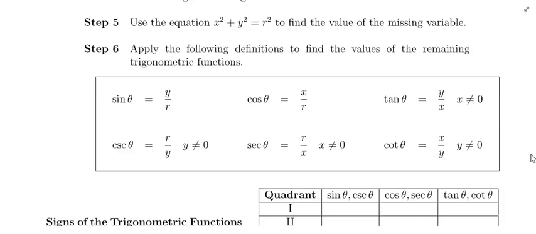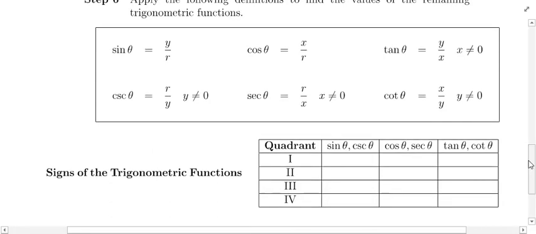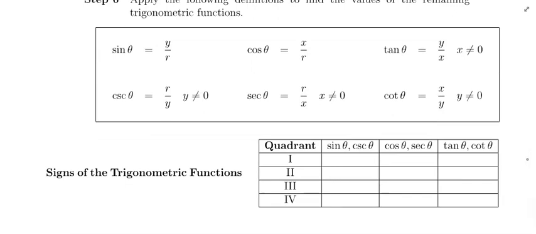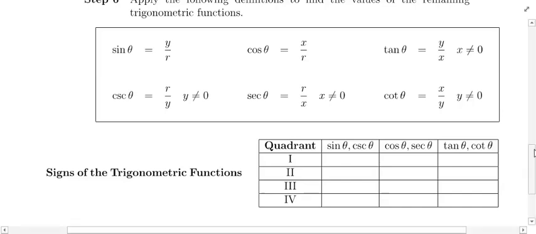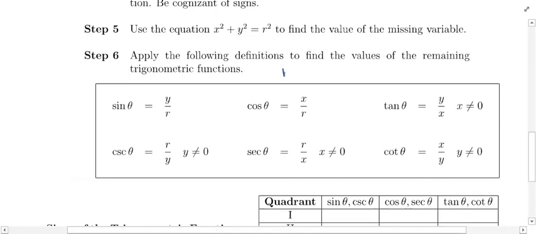Okay, you're going to apply in step 6 the following definitions to find the values of the remaining trigonometric functions. In the box, we have our right triangle definitions. That's in terms of the x value, the y value, and the r value, which is going to be the hypotenuse of the triangle that you've drawn. Let me write that down. R is the hypotenuse of the triangle.